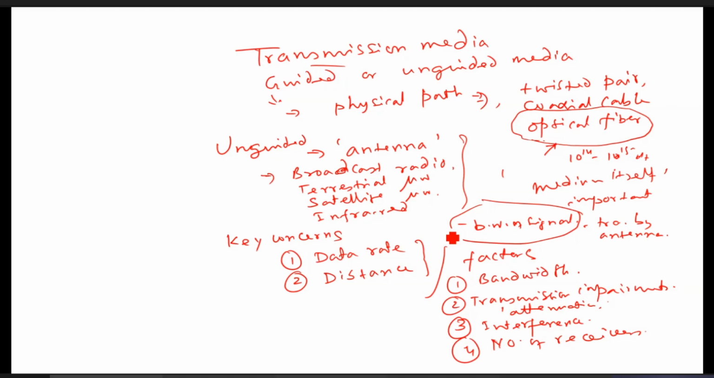If you compare these things in the case of guided transmissions, take the twisted pair. Here you see the frequency range. It is generally 0 to 1 megahertz. The attenuation is around 3 dB per kilometer, and repeaters are required every 2 to 3 kilometers, because repeaters are needed to overcome the attenuation or distortions.